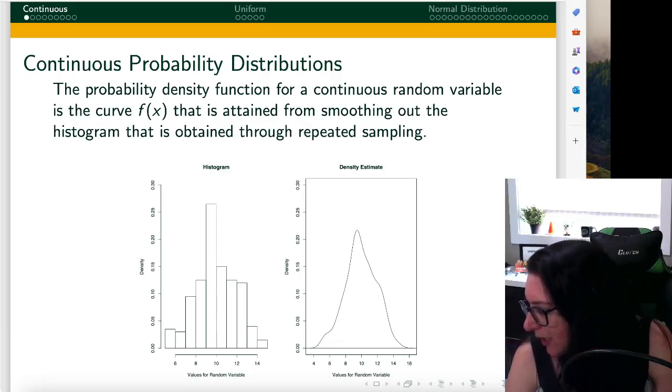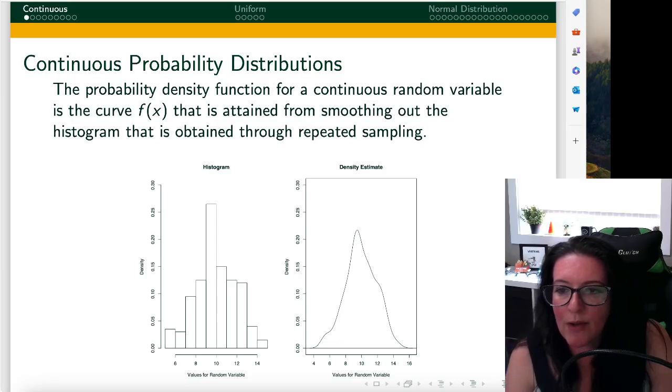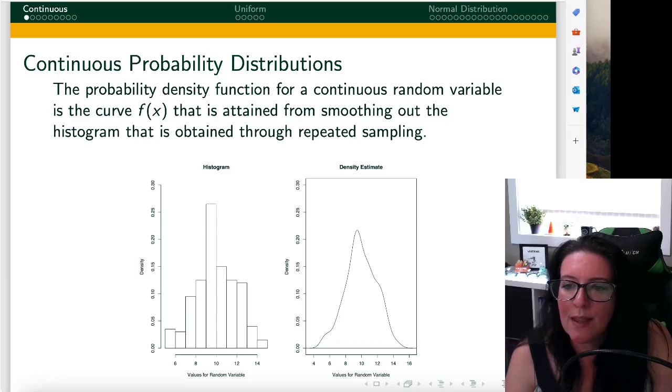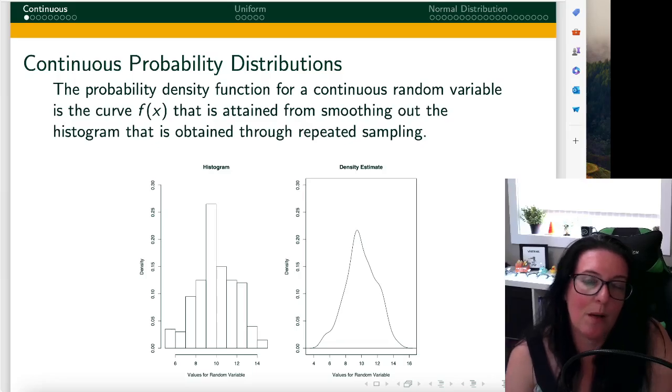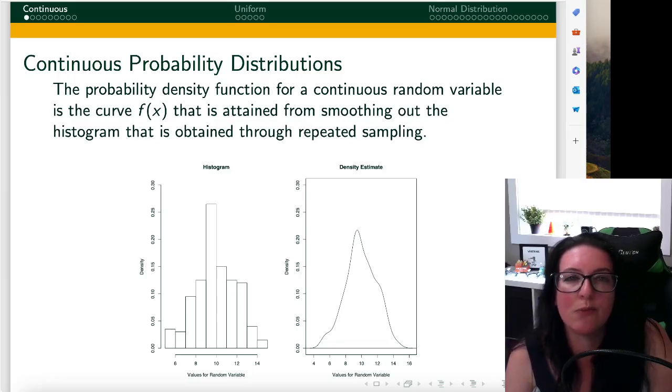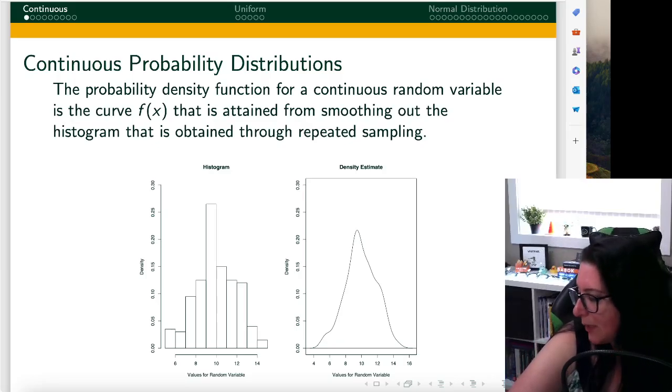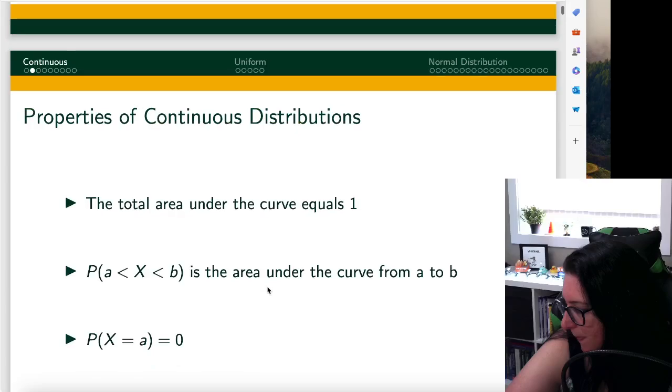So in this particular example on the right, for values of the random variable, we wouldn't be looking at the probability that x is equal to 12. We might be looking at a range. What's the probability that x is between 12 and 14? Or the probability that x is less than 8? Okay, so let's take a look at continuous distributions.